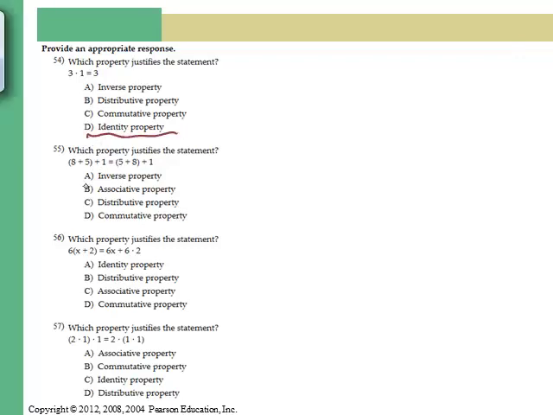Okay, notice here, they just switched the order of the 8 and the 5. The order property is the commutative property. Here they distributed the 6 amongst the x and the 2. Last one, they had the 2 and the 1 grouped, and they switched it to the 1 and the 1 being grouped, and so that would be the associative property.